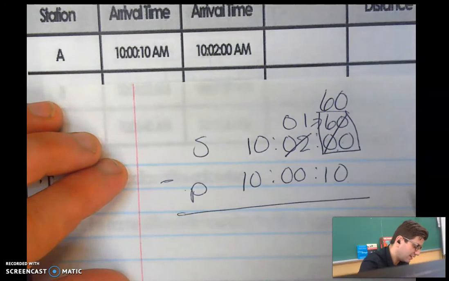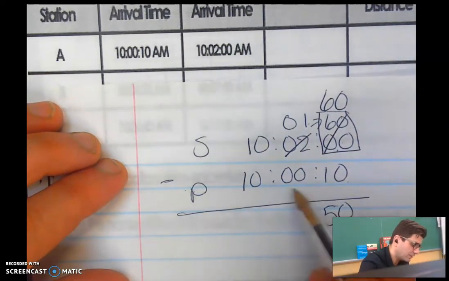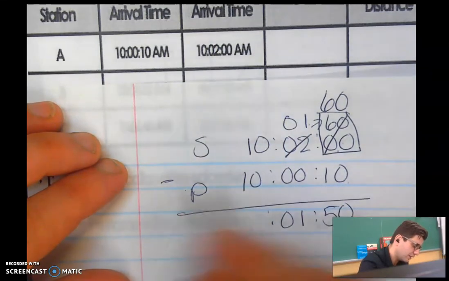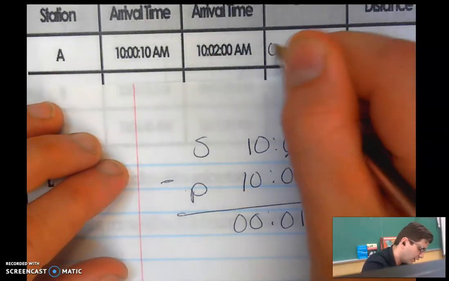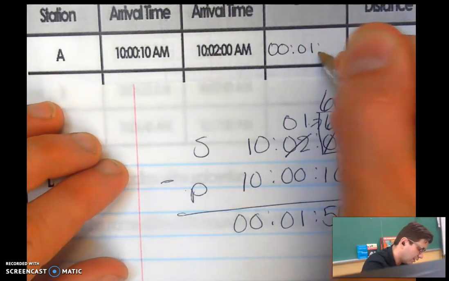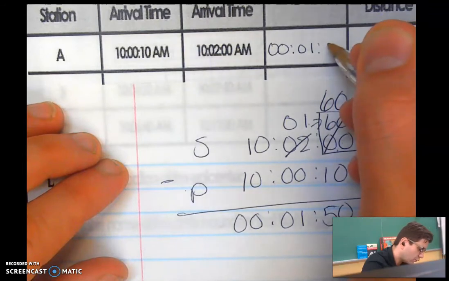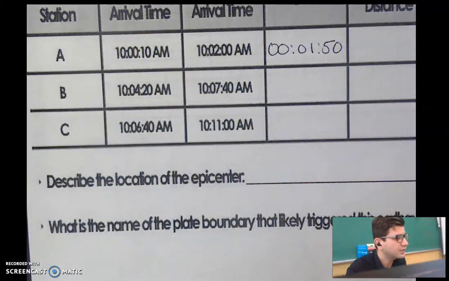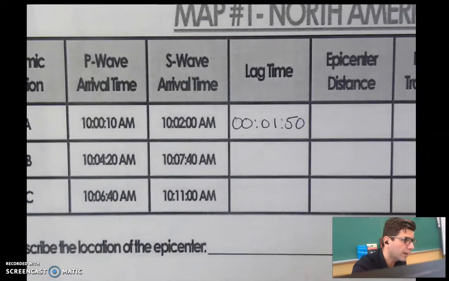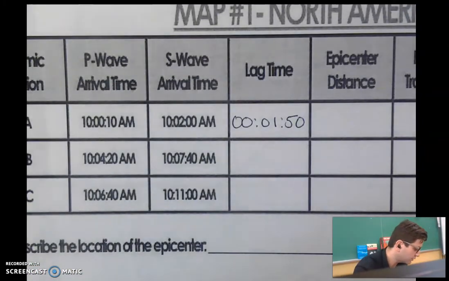60 minus 10 will give you 50. 01 minute minus 00 minute equals 01. 10 hours, take away 10 hours, is 00 hours. That gives us a P wave, S wave lag time of 00 hours, 01 minute, 50 seconds. Next, we need to calculate our epicenter distance. So doing this is relatively simple.